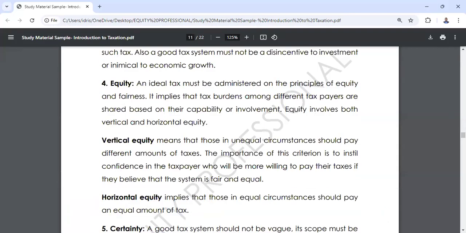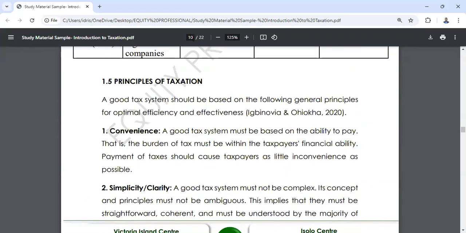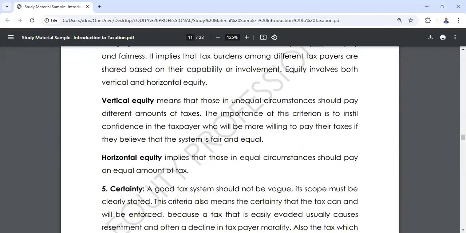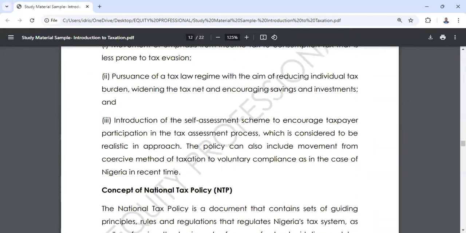So if we are asked what are the principles of taxation, we have principles of convenience, principles of certainty, principles of equity, principles of flexibility, principles of simplicity, principles of economy. So all these are the principles of taxation.